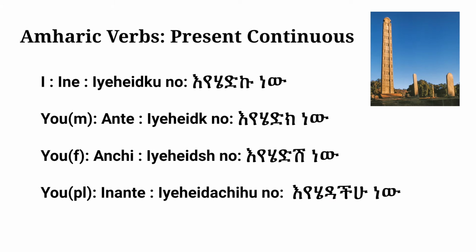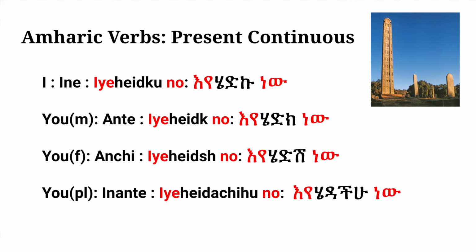So here you can see I have some of the forms written out, and you can see here that I've highlighted the iya prefix and the no suffix. So you'll see that in red we have iya and no, and between those two we have just the simple past tense forms of the verb mehed. So for the first person you have iyahedkuno, which means I am going. So you would say like Wedebet iyahedkuno, like I am going home.